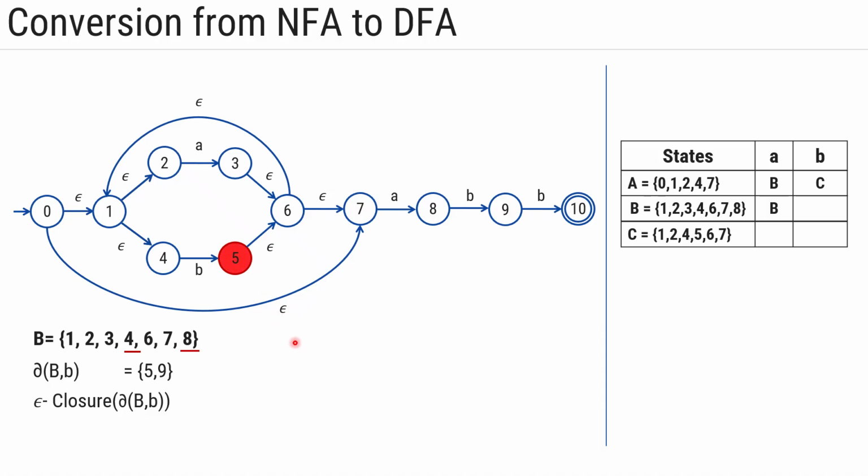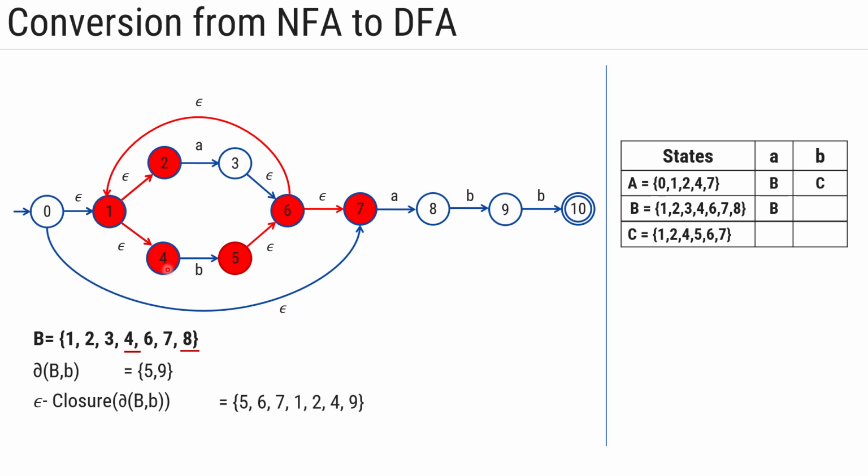So e-closure of 5 is 5, and it'll go to 6, and 6 to 7, and also will go to 7. Look at this. So this 4 state can be added to them. Then from 1 it will also go to 2 and also 4. So this also has to be added.